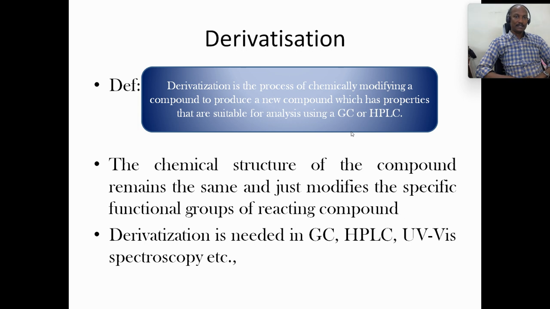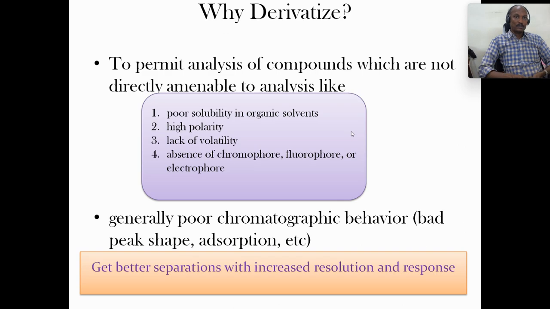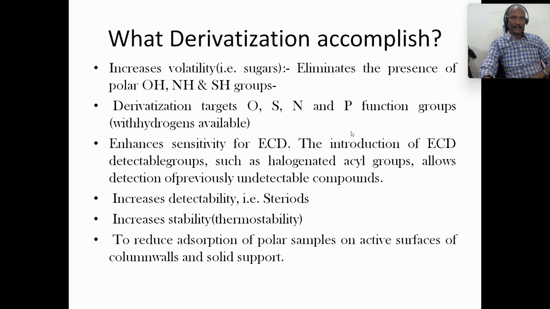Derivatization is needed in GC, HPLC, or UV visible spectroscopy. Why do we have to derivatize? Sometimes the sample cannot be directly injected into the gas chromatograph. Why does that happen? Because of poor solubility in organic solvents, high volatility, lack of volatility, or the absence of a chromophore, fluorophore, or electrophore. Also, we get better separations with increased resolution and response.